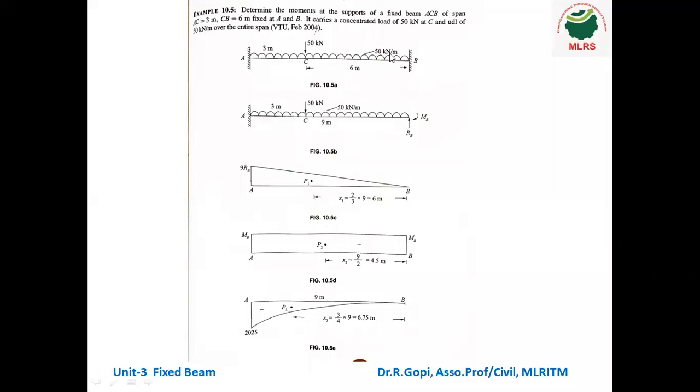So what is the first step? We already discussed in previous problems. First, we have to remove the fixed end at B. So next, apply RB and MB. RB and MB, clockwise direction MB. Okay. So under external loads, this is the first step.